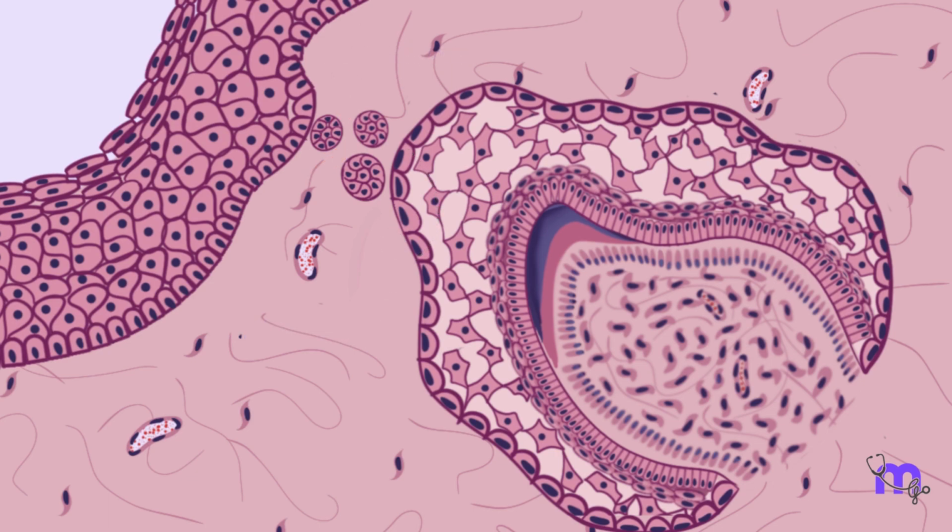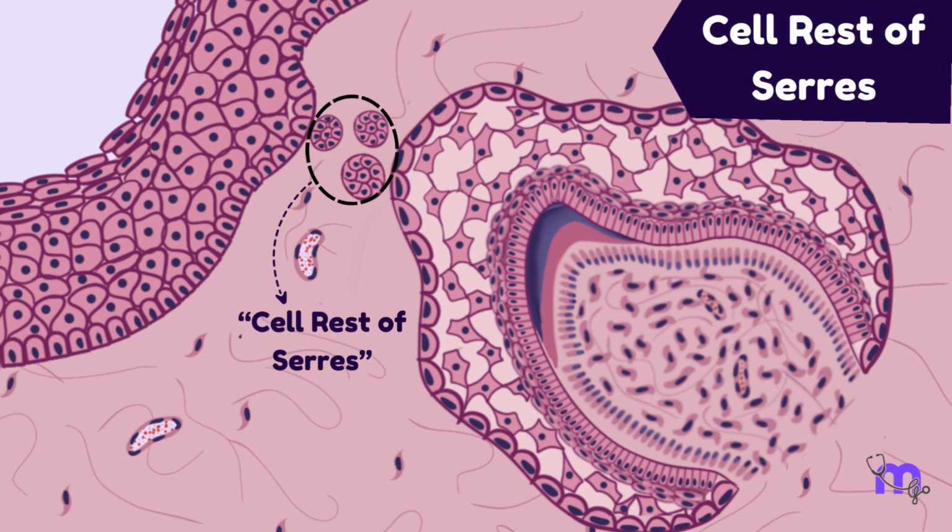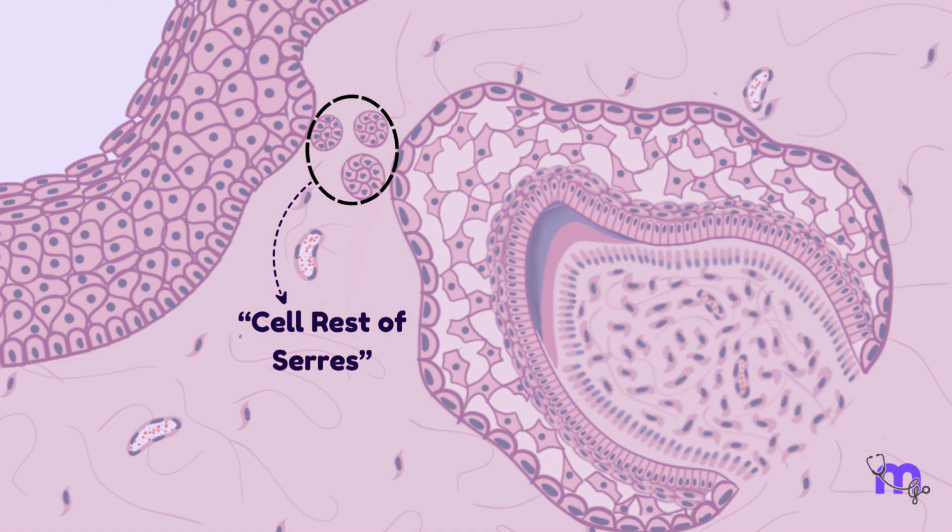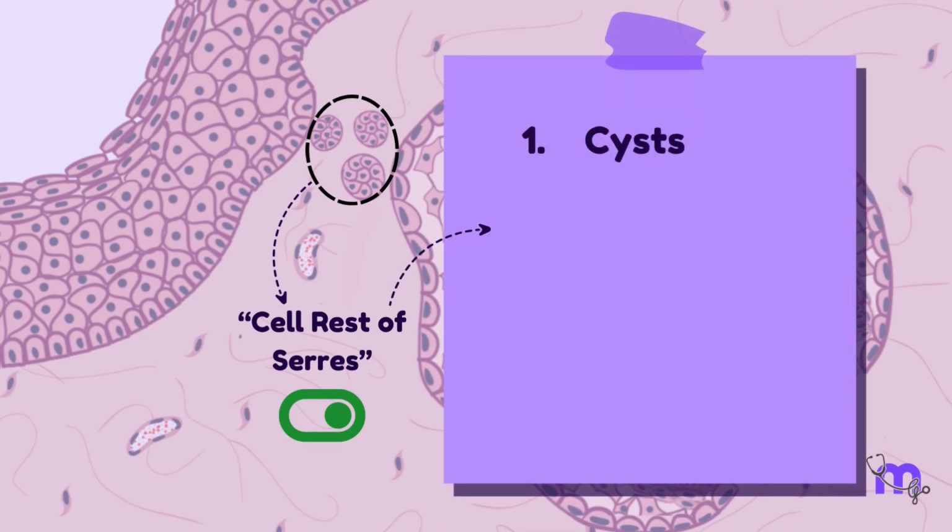Some cells persist as islands of odontogenic epithelium, called the cell rests of Serres. These persist as epithelial islands or pearls in the gingiva, above or on the side of the teeth. Cell rests are clinically significant because they can get activated later in life to form cysts, causing delays in tooth eruption, and may even proliferate and differentiate to produce supernumerary teeth.